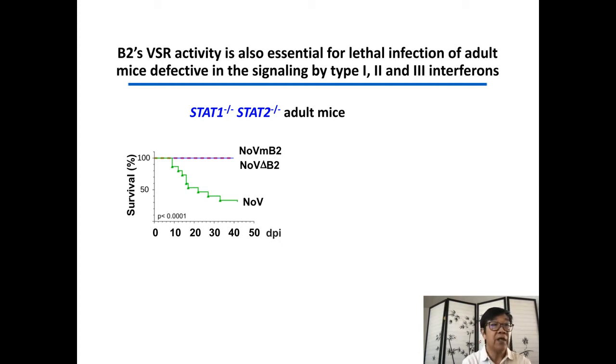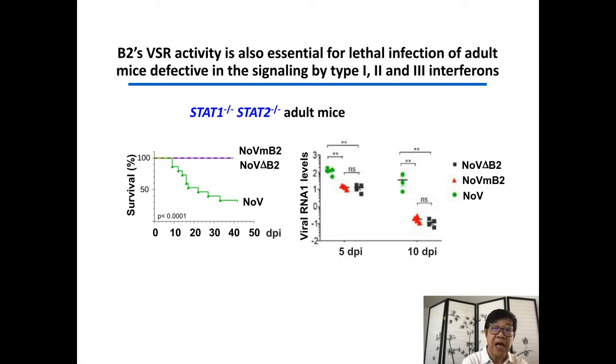We further compared wild-type and mutant virus infection in Stat1 and Stat2 double knockout mice. These mice are completely defective in signaling by all three types of interferons. We find that wild-type Notomira virus causes lethal infection, but both of the mutant viruses, defective in RNAi suppression, cause no disease and are cleared very rapidly, as shown by real-time PCR analysis.